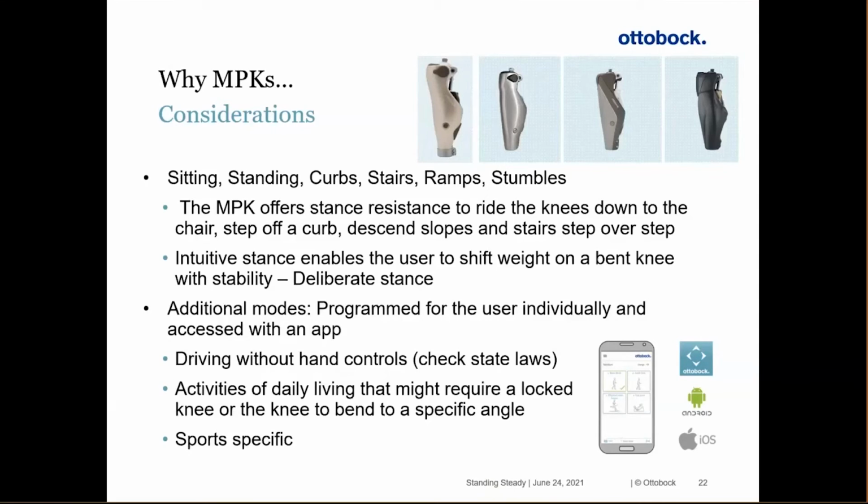Awesome. Thanks, Aaron. And we'll talk a little bit more about that intuitive stance feature that he was mentioning. There are programmable modes. The Kenevo now has an automatic bicycle mode that can be turned on or off. The C-Leg has 2 additional modes that can be programmed for the user, and the Genium and X3 have 5 additional modes. I think it's great to just put some modes in there and see if people will utilize them. They can be sport specific. We have a ton of different options for programming, and then the user can see if they will utilize them or not.